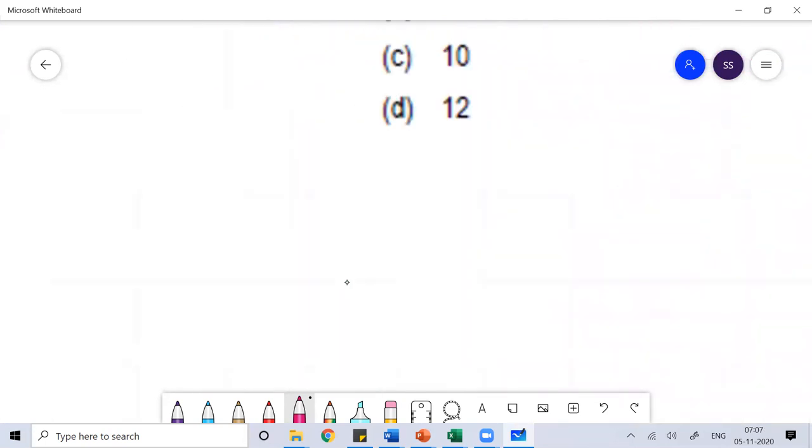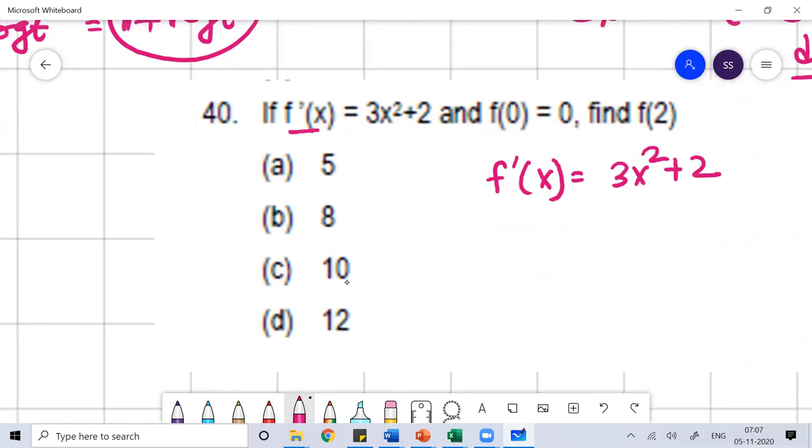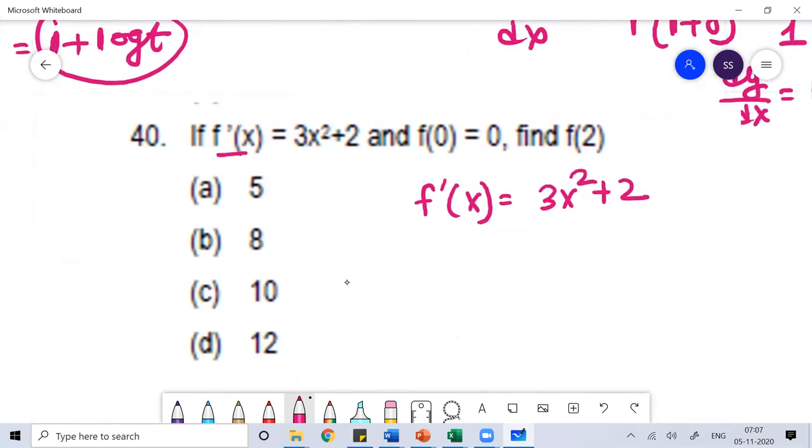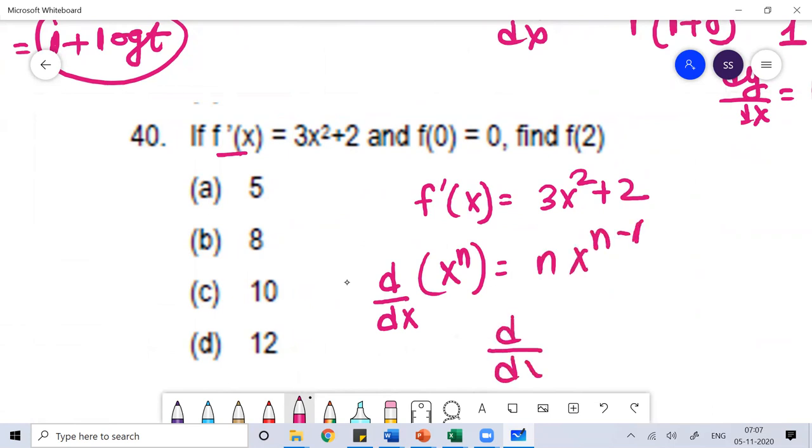So here the first order derivative is 3x square plus 2. If you understand the basics, you know that differentiation of x to the power n is nx to the power n minus 1. So how will you get 3x square? You'll get 3x square if the function inside is x cube. So x cube will give you 3x square.